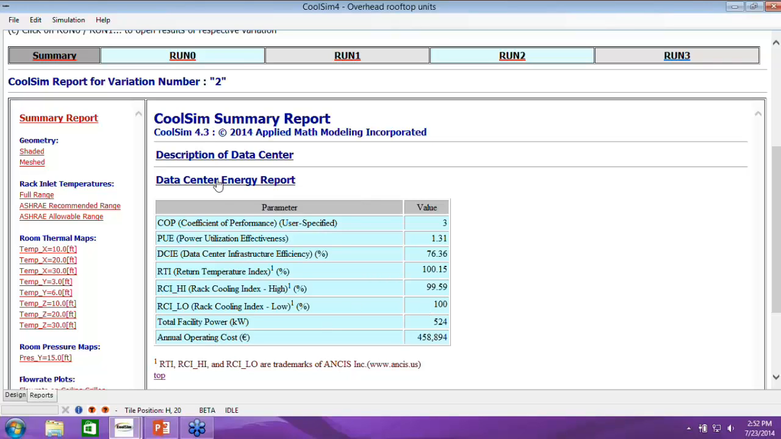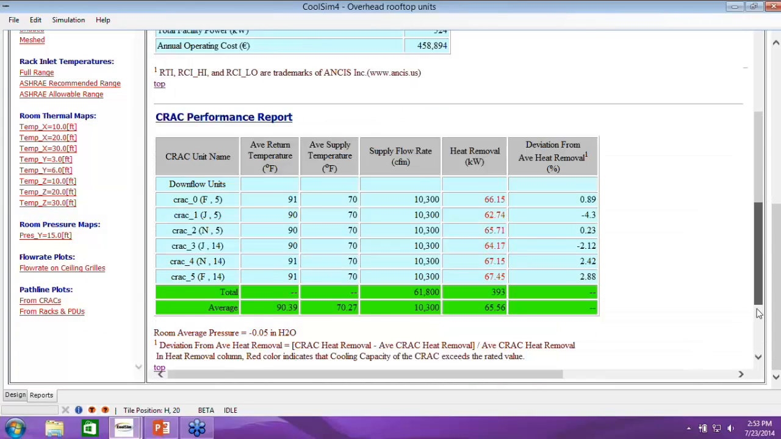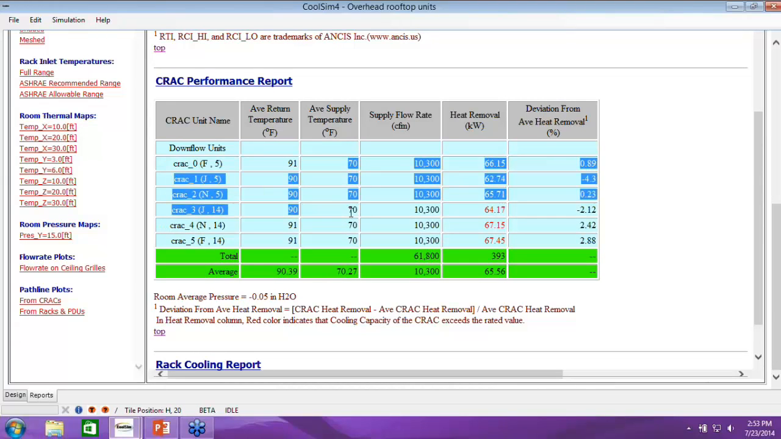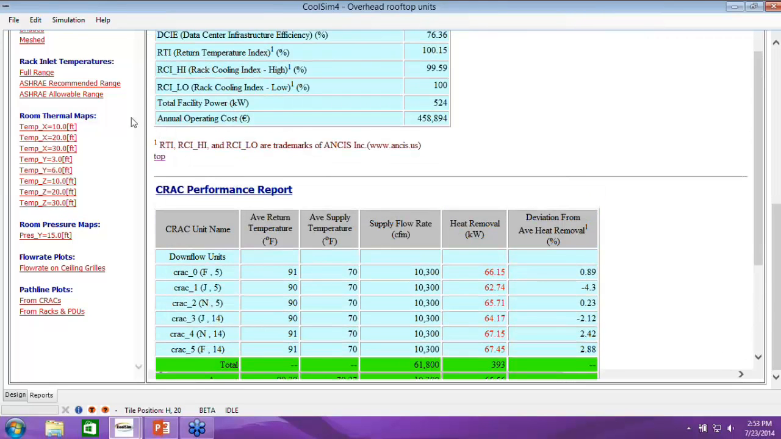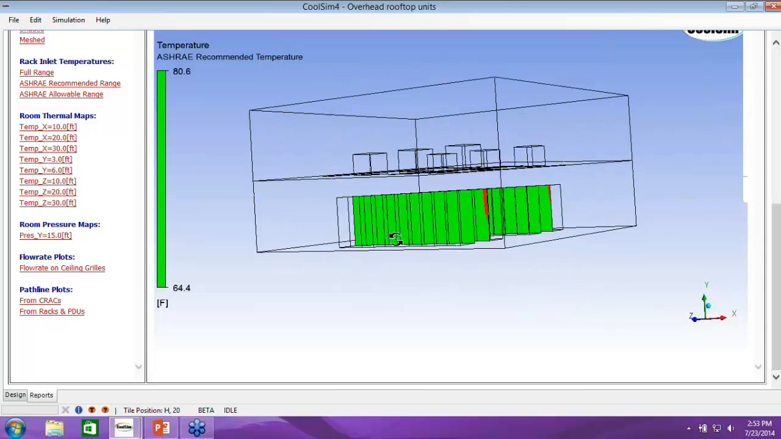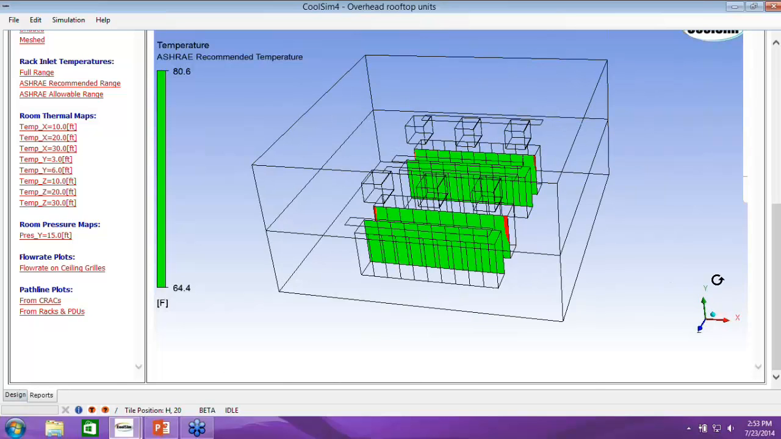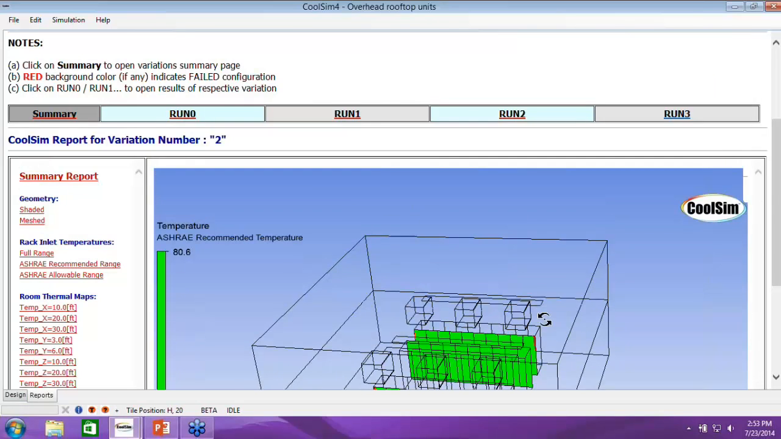So if we take a look at our crack performance report here, we see that we're delivering 70 degree air. We set that as a variable, so that's a supply air temp. Returning 90, that's nice, delta T, 20 degrees, 21 degrees. So that's going to make the crack unit happy in terms of its efficiency. We're delivering 10.3. Our RTI is 100%. And if we go have a look at our temperature ranges, everybody's happy. Yep. Symmetry helped us.